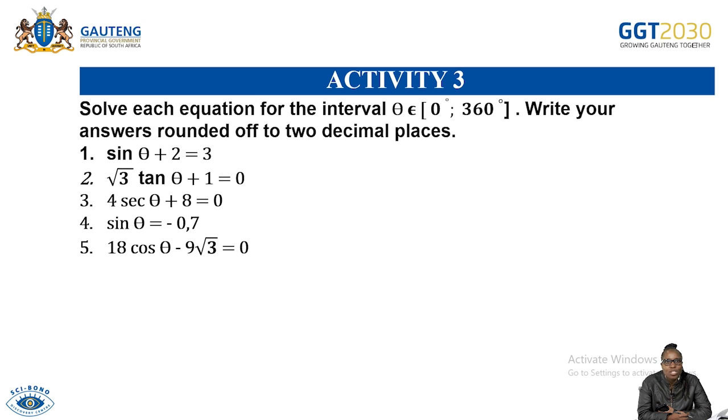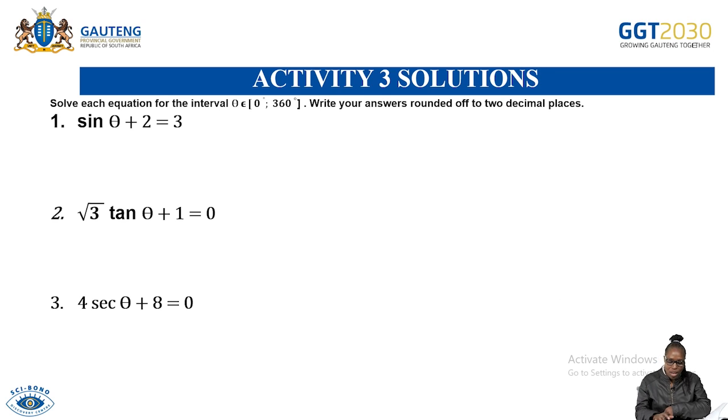You have sine theta plus 2 equal to 3. That is the first question. And the second one is square root 3 tan theta plus 1 equal to 0. And the third one is 4 sec theta plus 8 equal to 0. And the fourth one is sine theta equal to negative 0,7. And the last one is 18 cos theta minus 9 root 3 equal to 0. When calculating these, remember I said you are looking at where the solution will come out and how you are working it out.